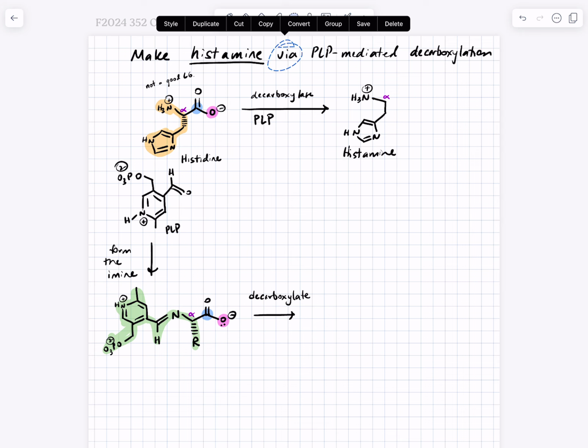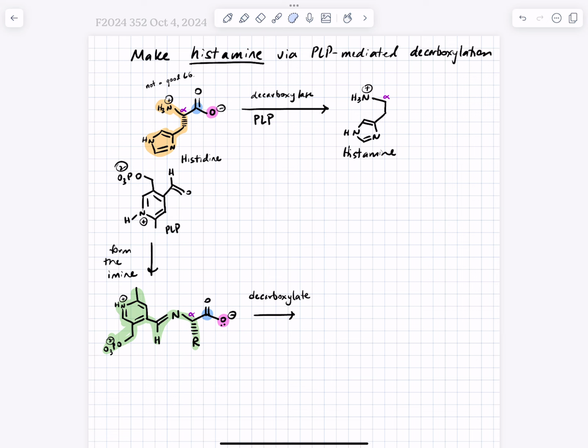We are going to continue our discussion on using decarboxylation in biology, finishing up talking about how PLP can mediate decarboxylation. So the idea here is that histidine, the amino acid, can engage in imine formation with the PLP aldehyde. I'm not showing you that mechanism. You've seen imine formation before.